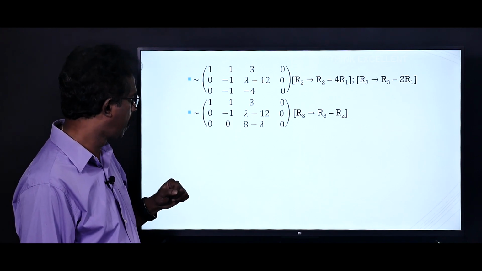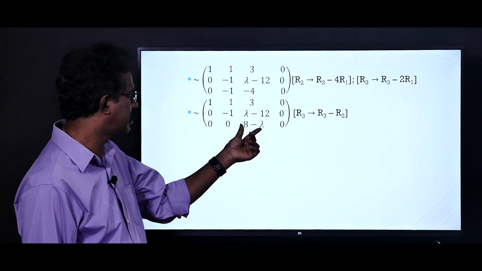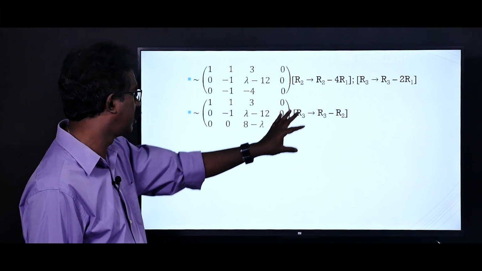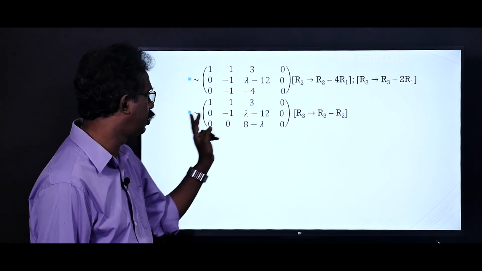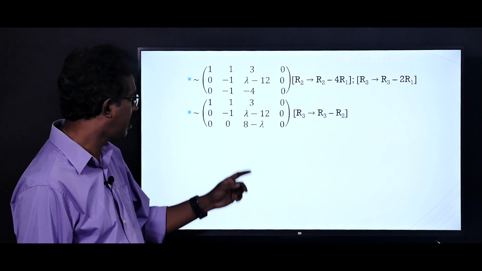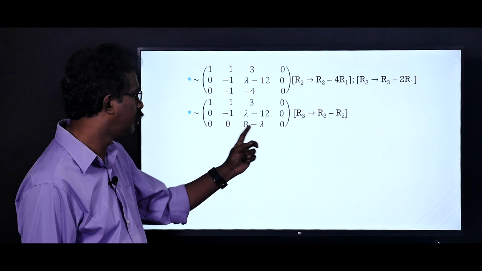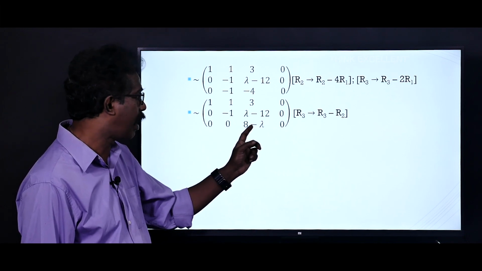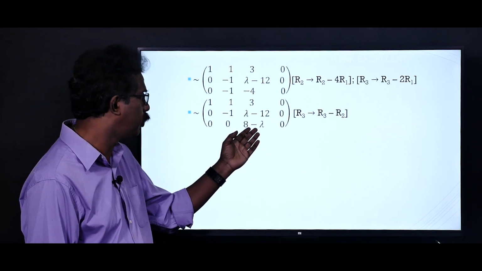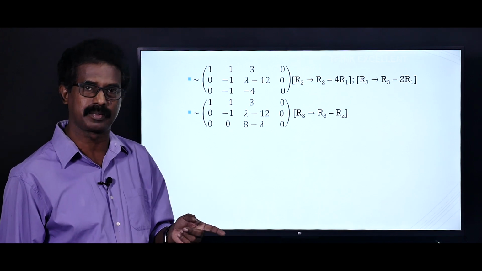It's important. Now, everything depends on lambda value. What is the rank of AB? Simply you cannot say 1, 2, 3. Because you don't know the value of lambda, right? If lambda value 8, the whole thing will be 0. If lambda is any value other than 8, you will get a number here, right? So there are two cases.